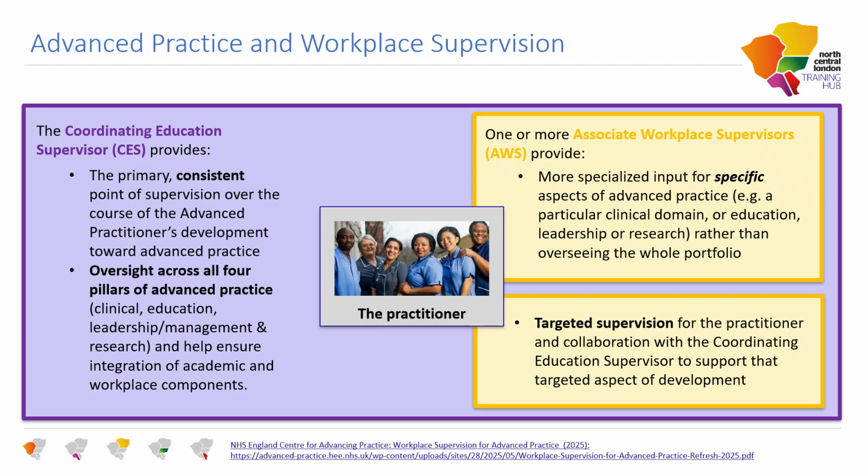The Coordinating Education Supervisor provides overarching supervision and coordination of the learning of the supervisee and is able to oversee the progression of the supervisee. In contrast, the Associate Workplace Supervisor provides more targeted support with a focus on specific areas or topics or skills. Together, they ensure safe, effective development to advance practice.